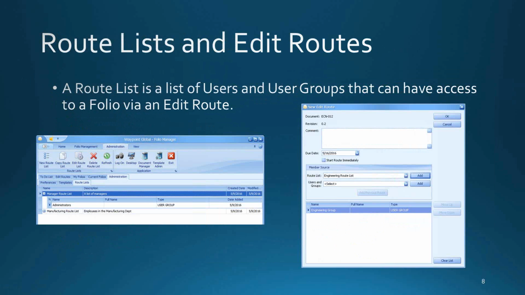We can add in users and/or groups one at a time, or we can select a pre-made route list, which can be created ahead of time for purposes such as these. The picture on the left shows an example of a predefined route list including all of the participants. In this case, it's just one user group called administrators.